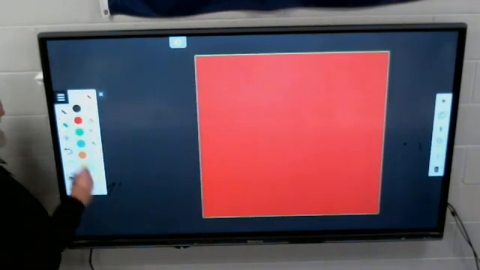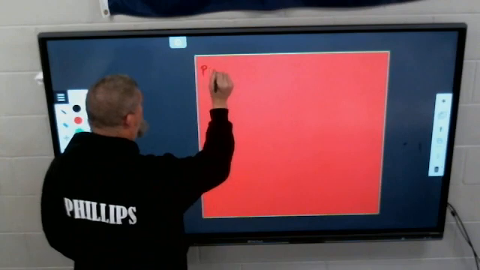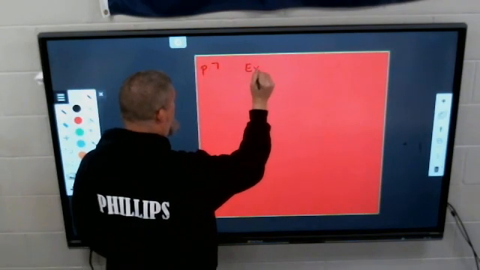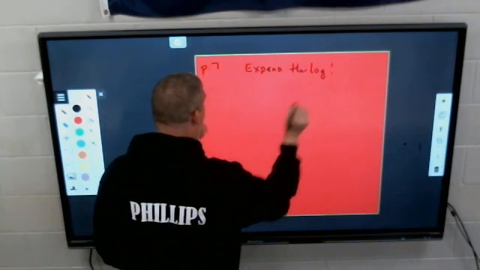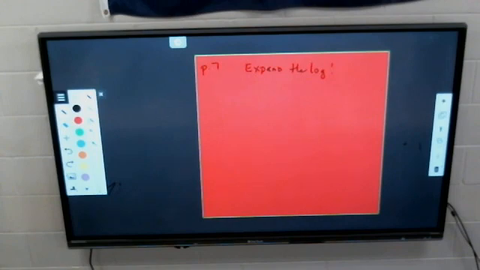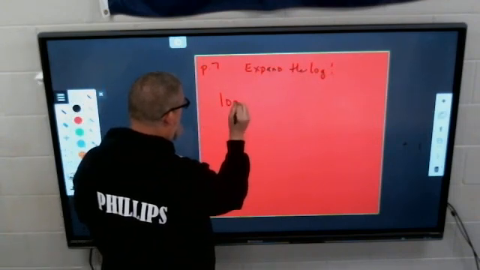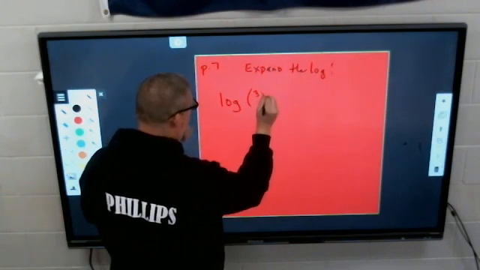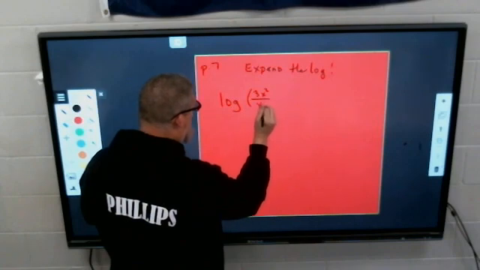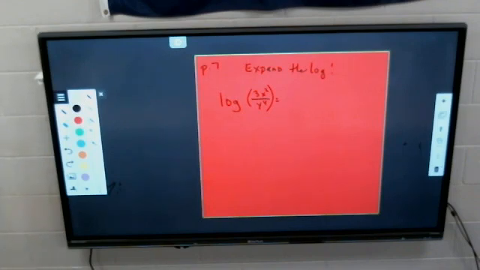So, here's where your homework is. Your homework is going to be one of two things. Page 7, it's going to say expand. Expand the log. So what that's going to mean is, it's going to give you something condensed, log of, start off a little bit easier first, 3x squared over y to the 4th. And it's going to say expand that logarithm.